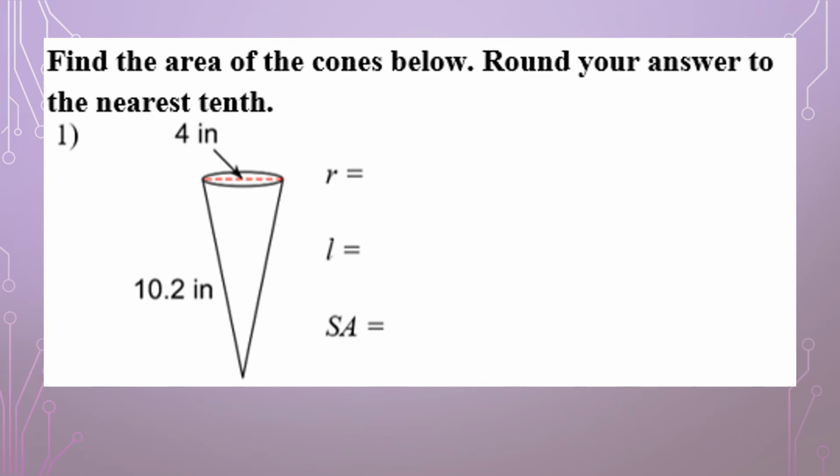To find the area of the cone, we first need to find the radius. The cones are a little bit easier because we don't have to do 3 steps. We can just throw it straight into our equation. So the radius of this one would be 2 because our diameter is 4. We need to divide that diameter by 2. The slant height is 10.2.